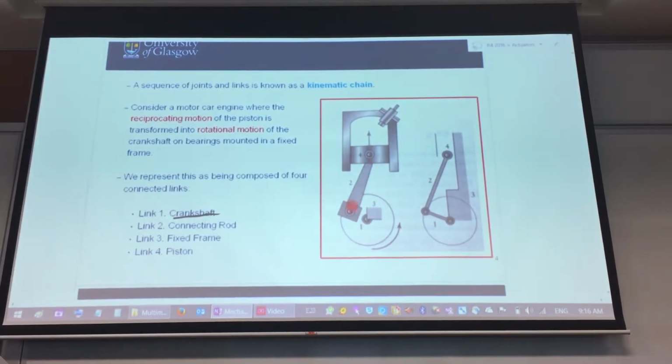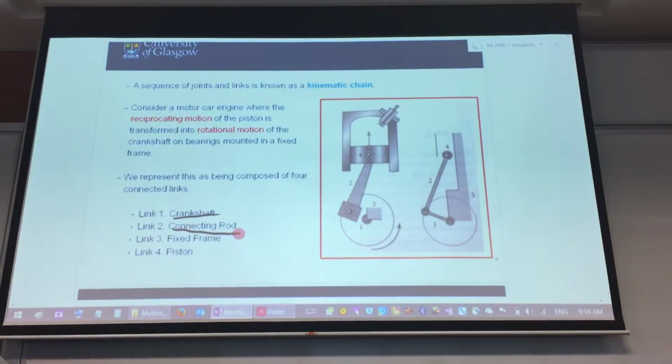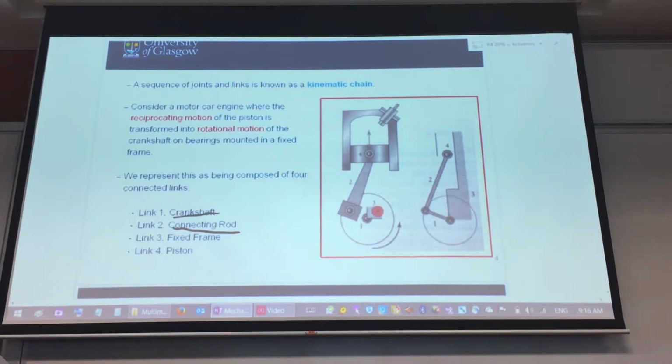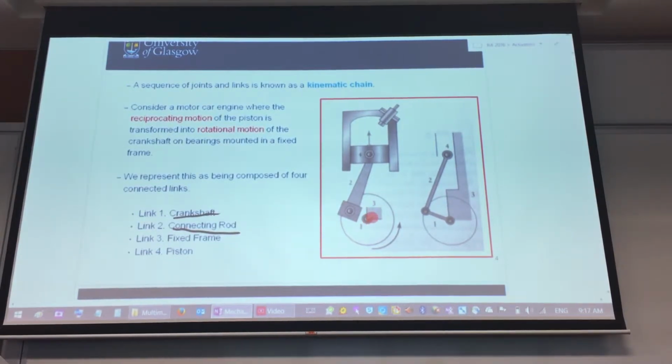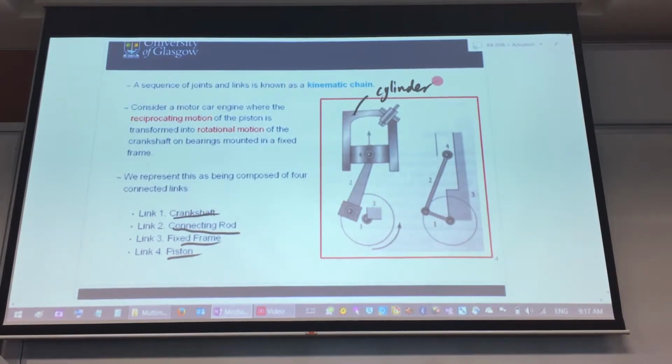So this part number 2 is called connecting rod. And this part number 3 here is actually a fixed frame. So your crankshaft over here is rotating with reference to a fixed frame. And then the last part, that is your piston over here. So the outer shell to the piston is actually called a cylinder. So sometimes you get to hear cylinder as a word to also comprise of piston that's inside. But together you have the piston and the cylinder.